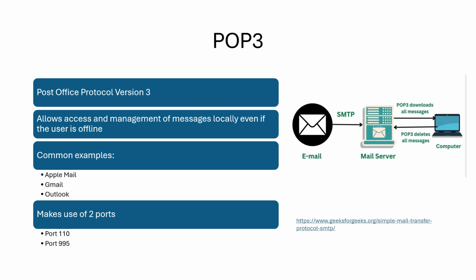And POP3 also makes use of two separate ports. Port 110 is the default TCP port enabled by POP3, but it does not support encrypted communications. This is where port 995 would be used. It is used for more secure applications and is on an SSL port, providing more encrypted security.